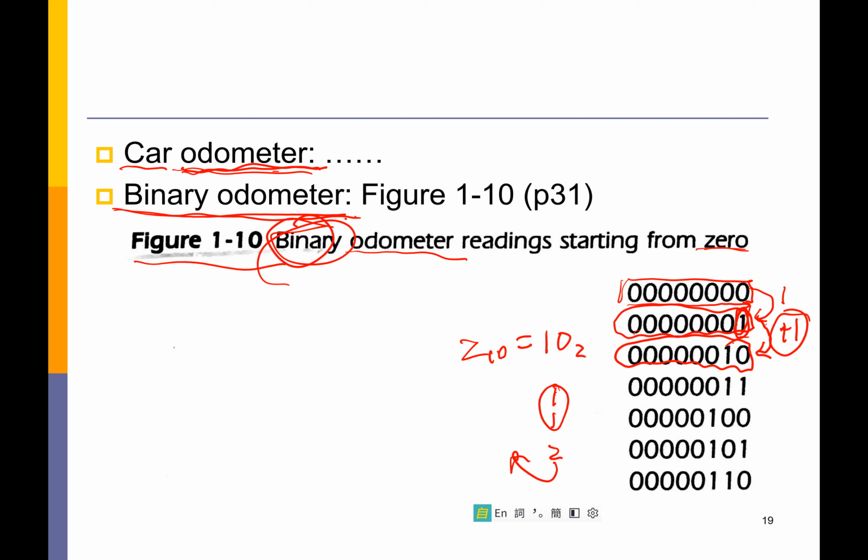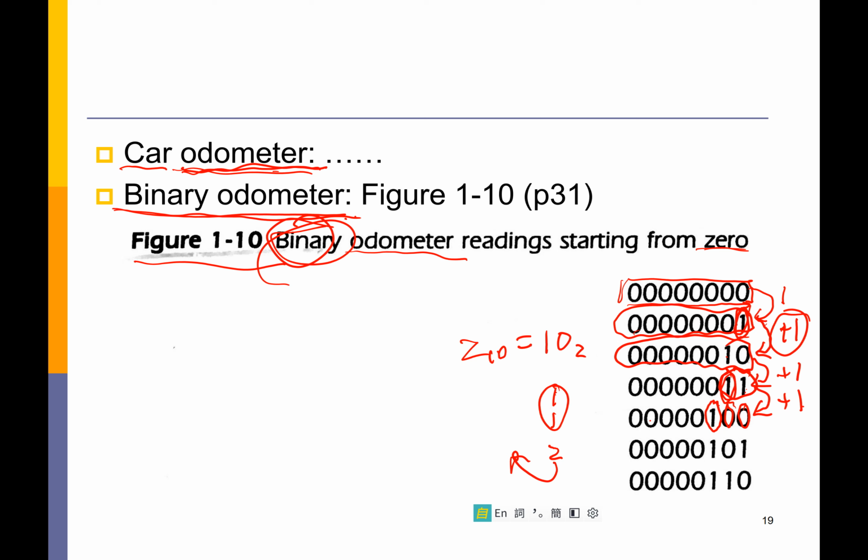So the next one is 1 0. And 1 0 plus 1 will become 1 1. And 1 1 plus 1: 1 plus 1 is 2, so you have to carry on to the next position with 1. So 1 plus this 1 will become 2, and the 2 has to be carried to the next digit. So the next digit becomes 1, and this digit is 0.